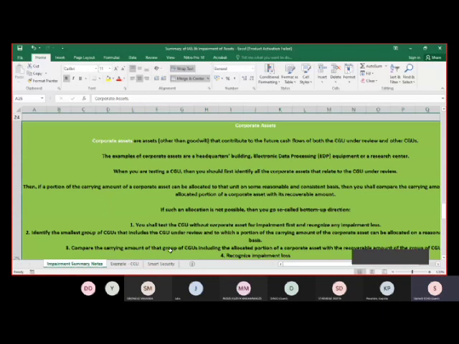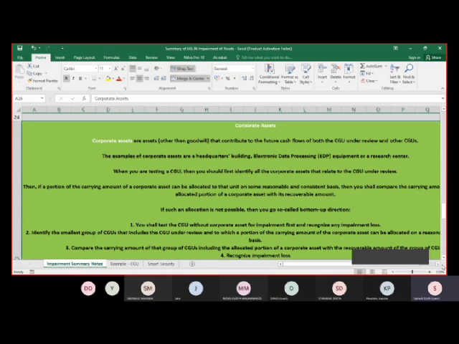Then identify the smallest group of CGUs that includes the CGU under review, and to which a portion of the carrying amount of the corporate asset can be allocated on a reasonable basis. Then compare the carrying amount of that group of CGUs, including the allocated portion of the corporate asset, with the recoverable amount of the group of CGUs. Then you recognize the impairment.